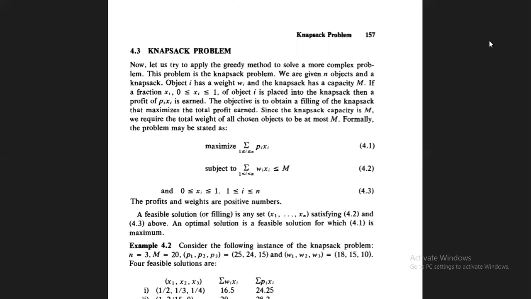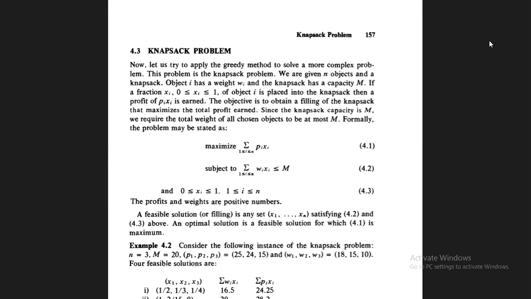You have different items with different weights, meaning each item has its own weight, and if you buy each item it will get you its own profit. Your idea is to maximize the profit. Whenever you are filling the bag, you cannot exceed the capacity of the bag. So that is about the problem.